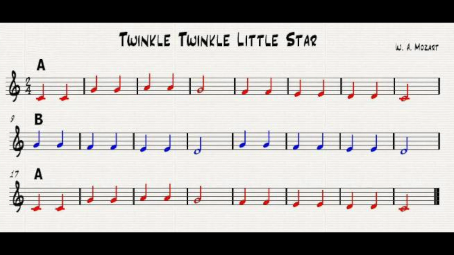So again, let's take another look at Twinkle Twinkle Little Star. You have the A section at the top, then you have the B contrasting section in the middle, and then you have the A at the bottom, returning the main melody back again at the end of the piece of music. This is the typical way that you may see a ternary form piece of music.